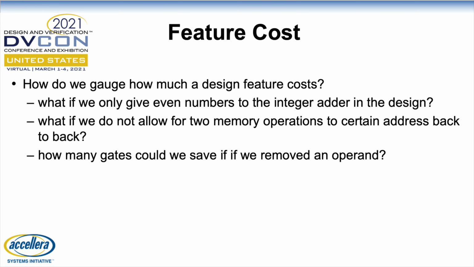For example, to see the cost of what if we only added even numbers with our integer, and asking a designer to put that parameter switch in, it would create totally different logic. If you only allowed memory operations to never be back to the same address, that might result in a different type of logic. It might reduce some of the logic that tries to avoid those types of patterns.